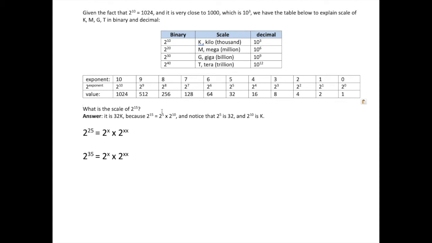In this first example, it's asking what is the scale of 2 to the 15th? And the answer is 32k. So if I look at 2 to the 15th, I've got this chart up here, and I also have this chart down here. I've rearranged my screen to make it easier for this. To find the scale of 2 to the 15th, I look at this binary column first, and I see 2 to the 10.